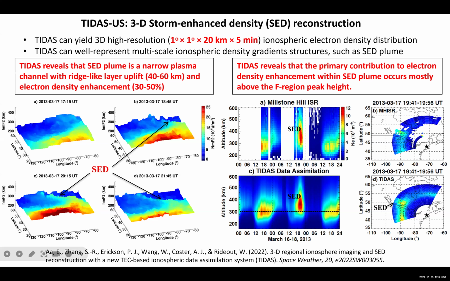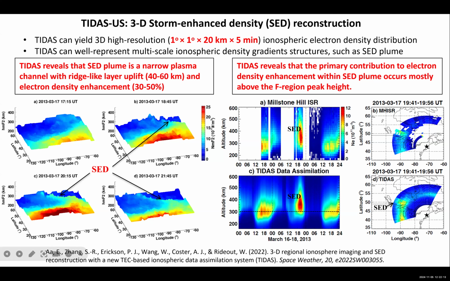We usually describe the SED as a density enhancement, but TIDAS told us SED is not only a density enhancement, but also a layer uplift. You may see these ridge-like structures. The height of the SED is higher than its equatorward and poleward counterparts, about 40 to 60 kilometer layer uplift, and a 30 to 50% electron density enhancement.